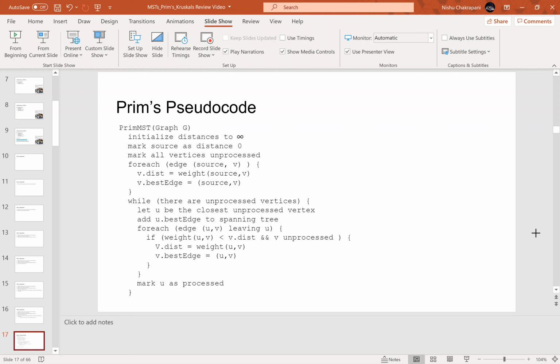If you're a person that thinks in terms of pseudocode, here's that for you. You can always refer to this later if you want to code it up, but this is pretty good pseudocode for this algorithm.